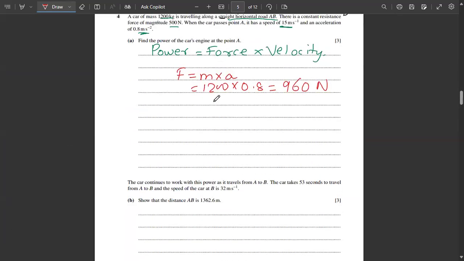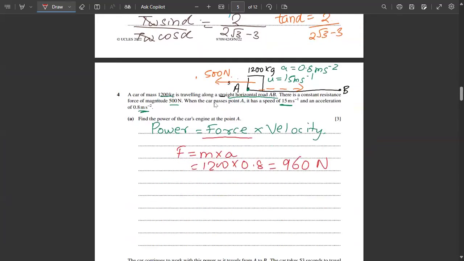Now that we have the force, what about velocity? The velocity was already given: 15 meter per second. Why are we using 15 meter per second? Because they have asked us to find the power of the car's engine at point A, and the velocity at A is 15 meter per second. That's why we are using velocity as 15.